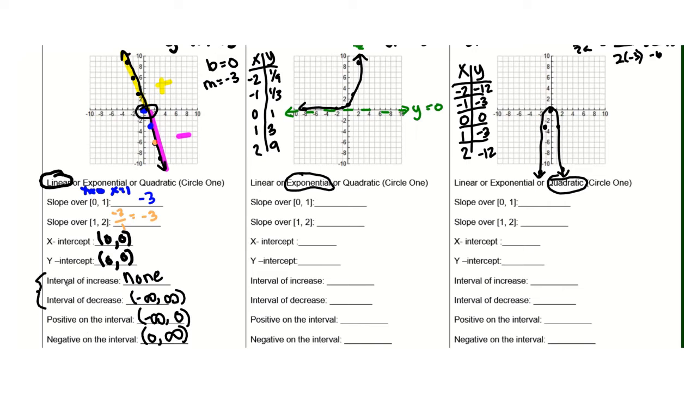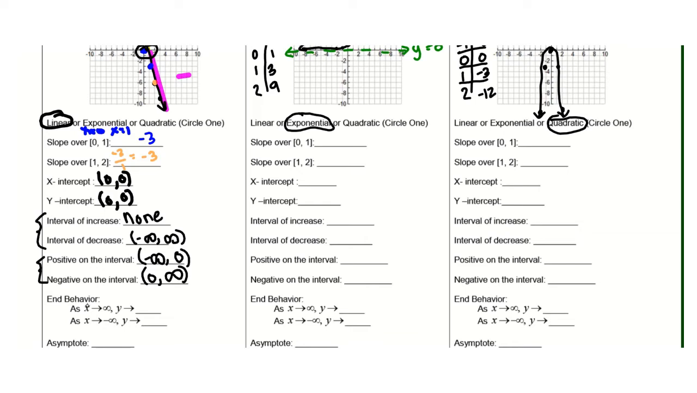Increase or decrease, you're tracing it from left to right. If it's increasing, you're going up. If you're decreasing, you're going down. Positive and negative, you're saying for what x values are your y values positive. That's always going to be where your graph is above the x-axis. For negative, it's saying for what x values are your y values negative, and that's always going to be below your x-axis.